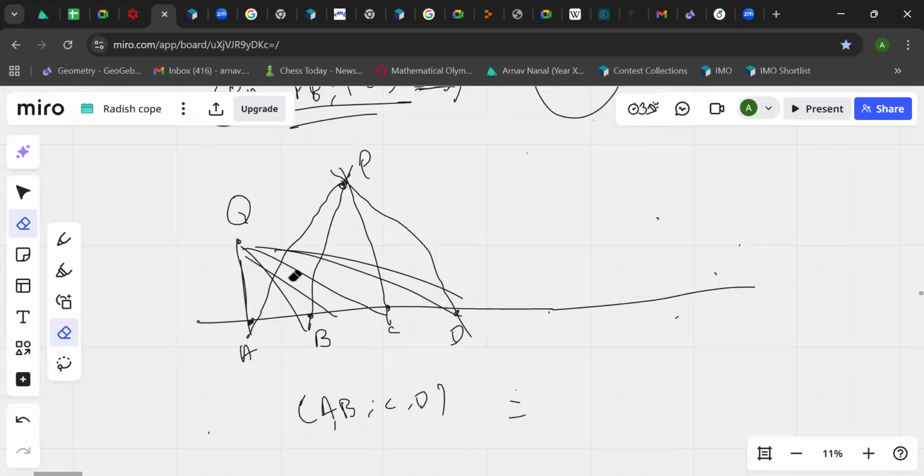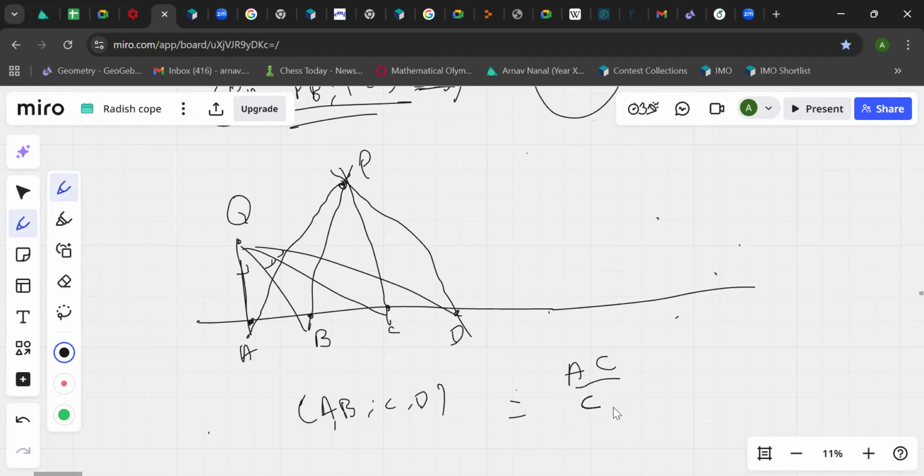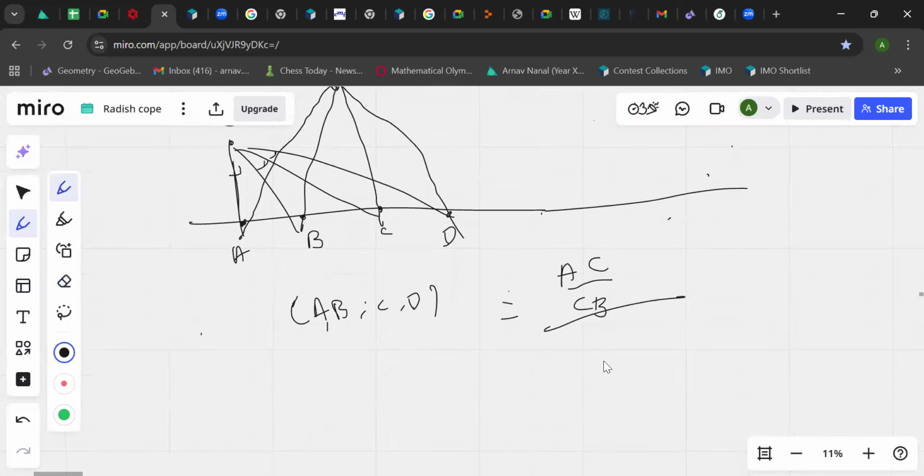To prove this, I think the sine rule would be the best thing to do. Whatever sine stuff we had, you can show that it is indeed equal to AC upon CB whole divided by AD upon DB.